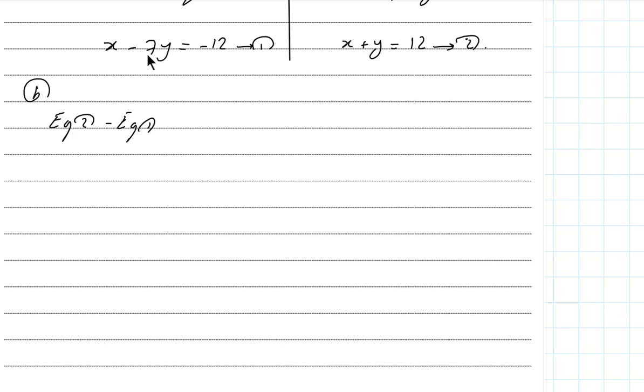Y minus 7y, which means 8y is equal to 12 plus 12, which is 24. In this case, dividing by 8, y should be 3. Substituting in the second equation, because it's easier, we can find x to be 12 minus 3, which is 9. So the coordinates of C should be 9 and 3.